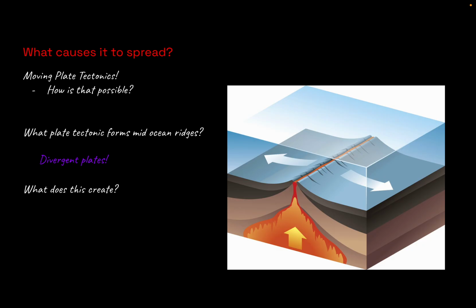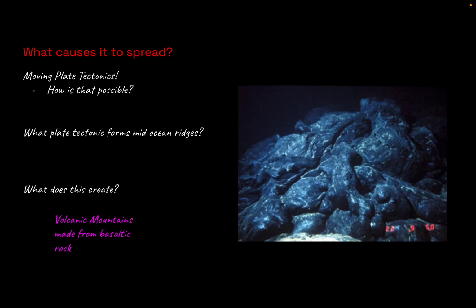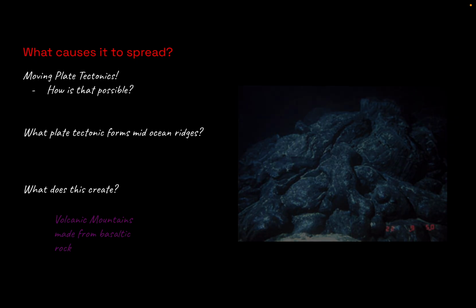crust. As the new crust forms, the old crust is being pushed outward from the ridge. So this creates volcanic mountains made from basaltic rock. This rock is igneous and much denser than what we find on continental crust.